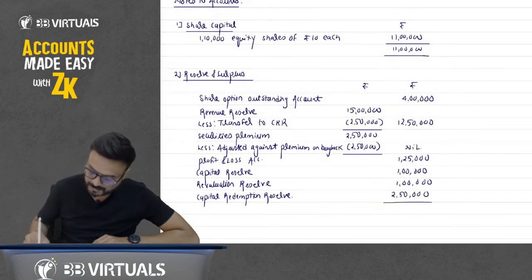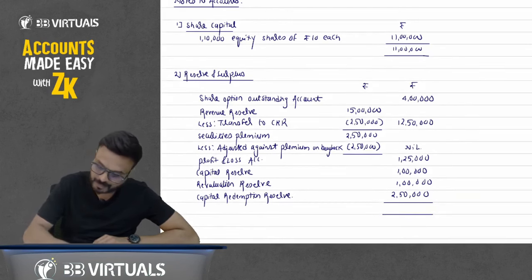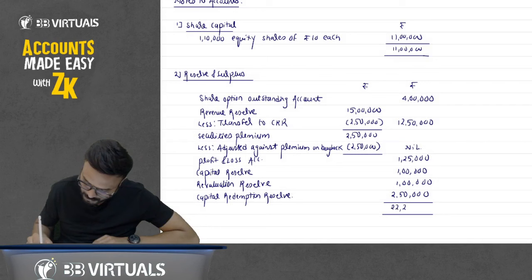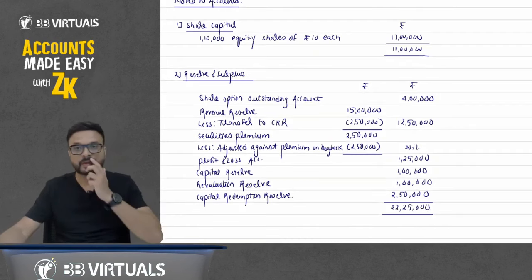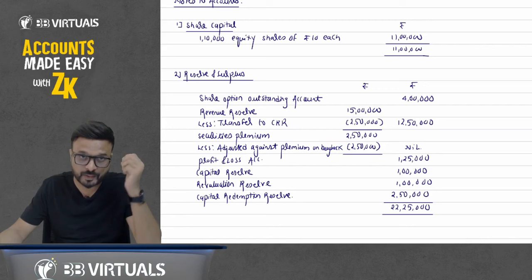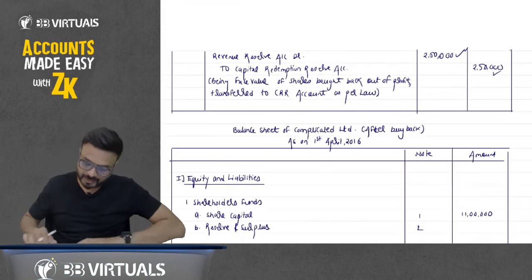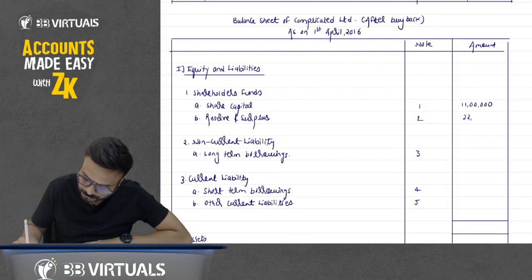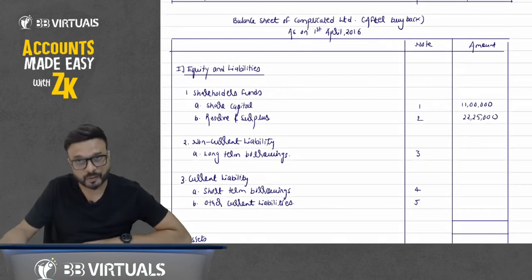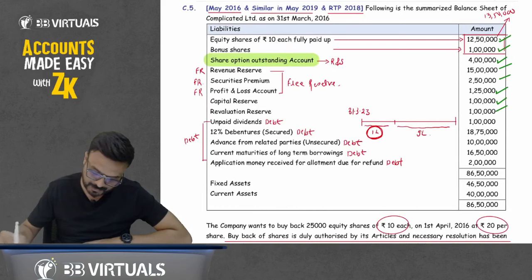Now do the total of this reserve and surplus. 4,00,000 plus 12,50,000 plus 1,25,000 plus 1,00,000 plus 1,00,000 plus 2,50,000 is 22,25,000. Write this down. Where will it come? In the balance sheet under reserve and surplus. So write down here 22,25,000. Now in the balance sheet, next is unpaid dividend.